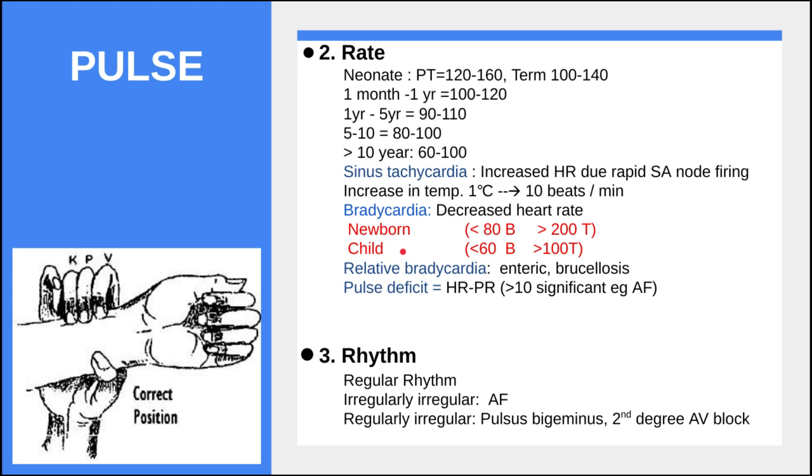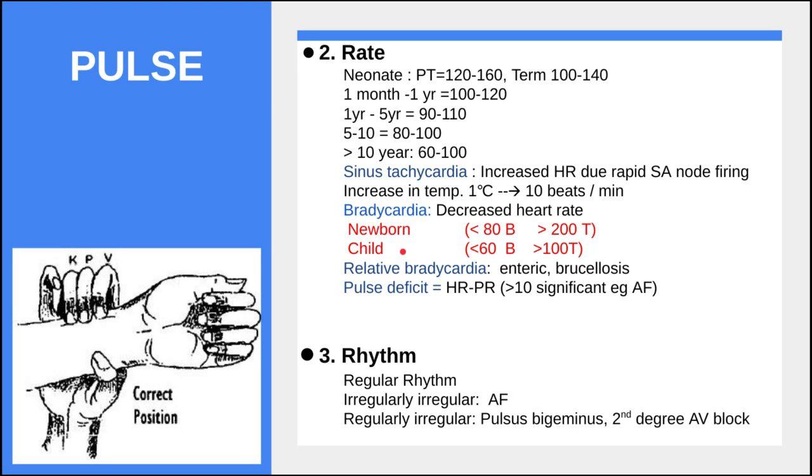Then relative bradycardia is a condition in which heart rate is lower than expected for the given temperature, like in typhoid and brucellosis. And pulse deficit is the difference between heart rate and pulse rate, and if it is more than 10, it is significant. An example is atrial fibrillation. So pulse deficit is the number of heart contractions where the force is not sufficient to create a pulse.